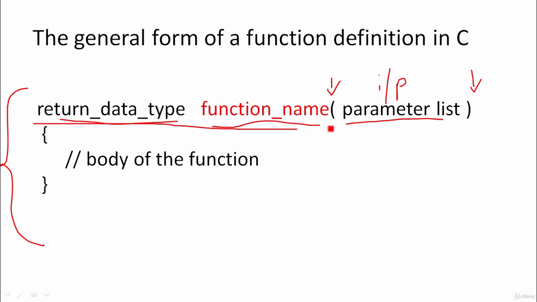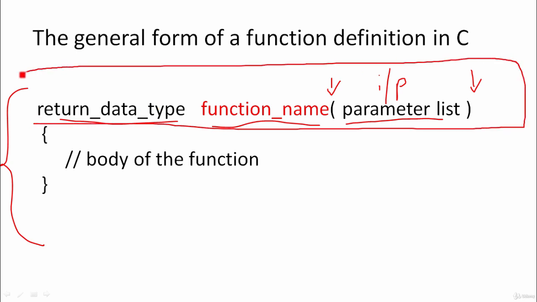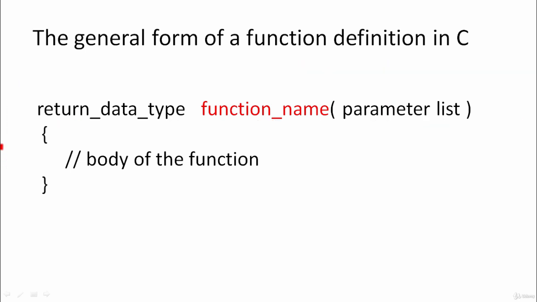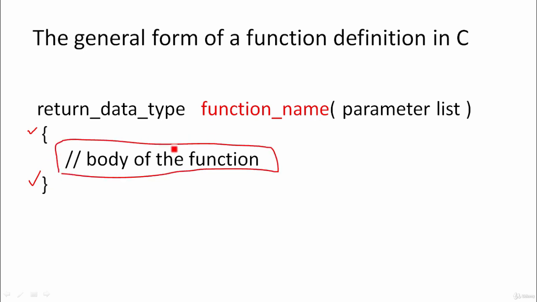This is called a function prototype. A function prototype gives its return type, the function's name, and its parameter list. After that, you use curly brackets, which give the body of the function. Inside the body of the function, you write your executable C statements.